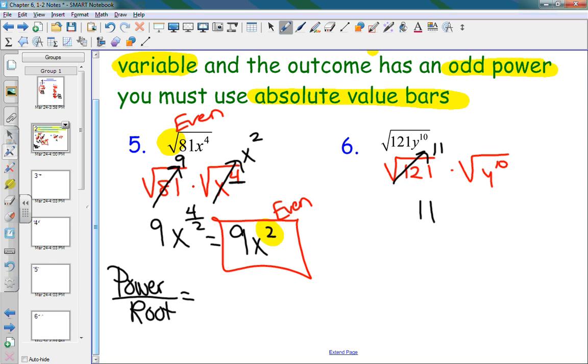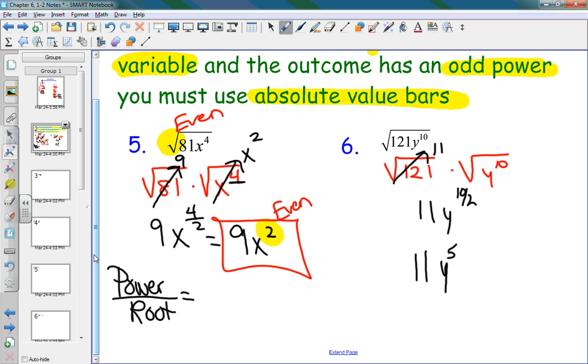And then how did I rewrite this on problem number 5? What did I do? I did power over root. y to the 10 divided by 2. And what is 10 divided by 2? 5. So this is 11y to the 5th.